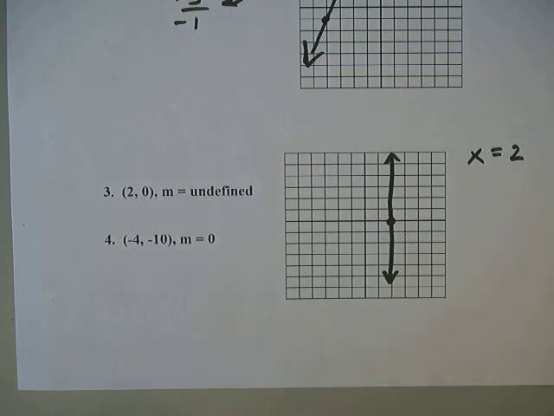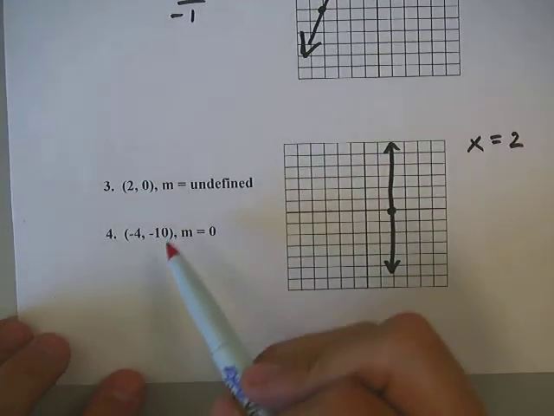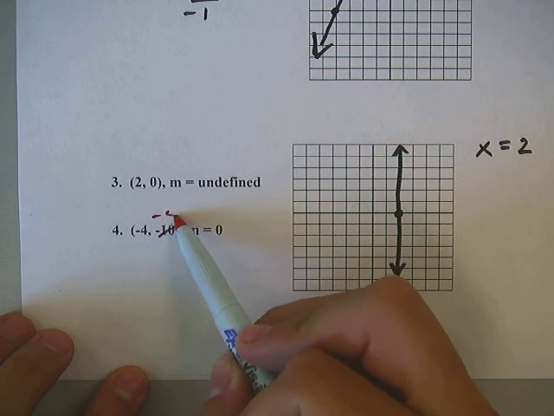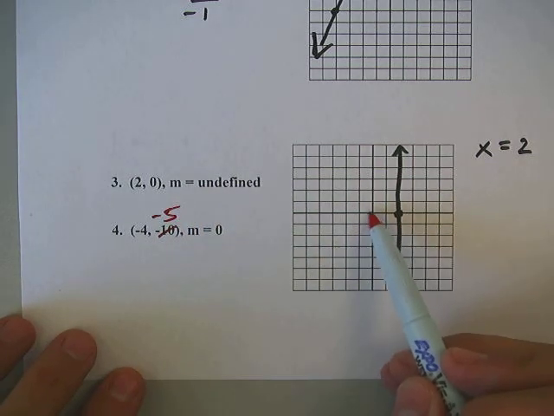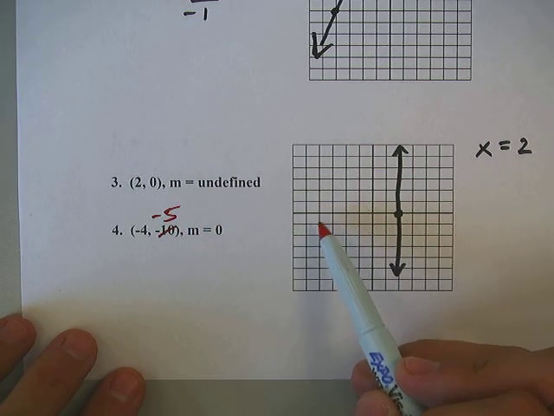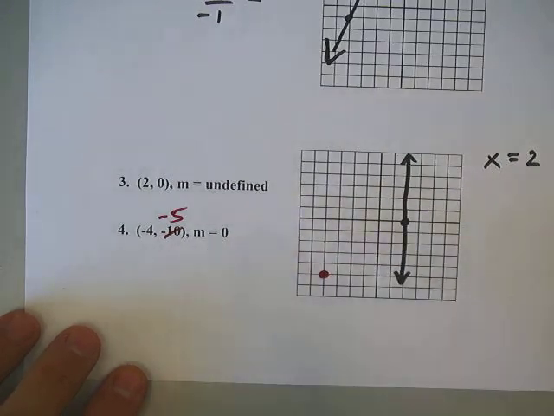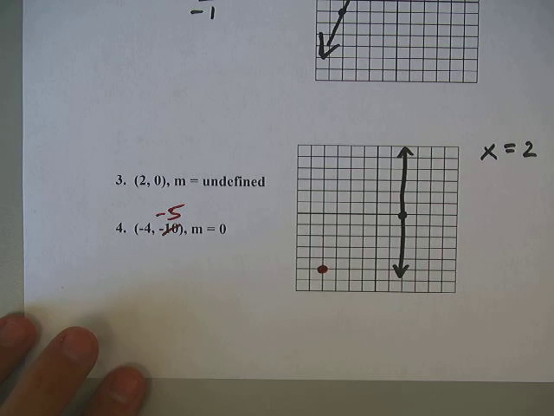Now, let's talk about this next one. (-4, -10). Let's change that since -10 won't be on our graph. What if we change it to (-4, -5)? So if you go to the left, 1, 2, 3, 4, and down, 1, 2, 3, 4, 5.